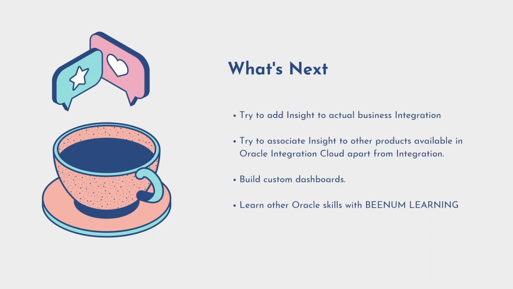Here we had seen how we can add an insight model to a log activity, a trigger and all, which is a dummy integration that has been created for demonstration purposes. But this insight you can associate to an actual business integration which you have developed for your customer. Also, you can try to associate insight to other products available in Oracle Integration Cloud. Apart from integration, you can check out which products like Processes or Visual Builder support these insights. If any, you can try to associate that. Also, you can build custom dashboards other than pie chart or bar graph.